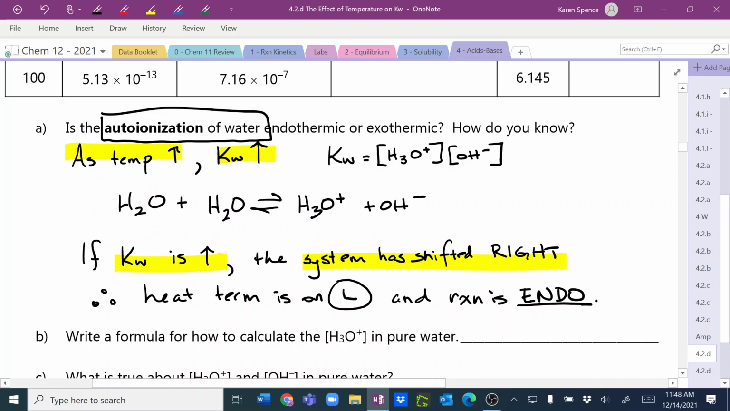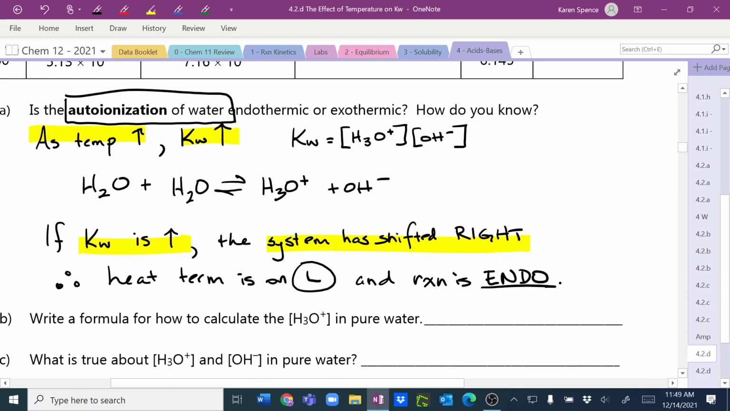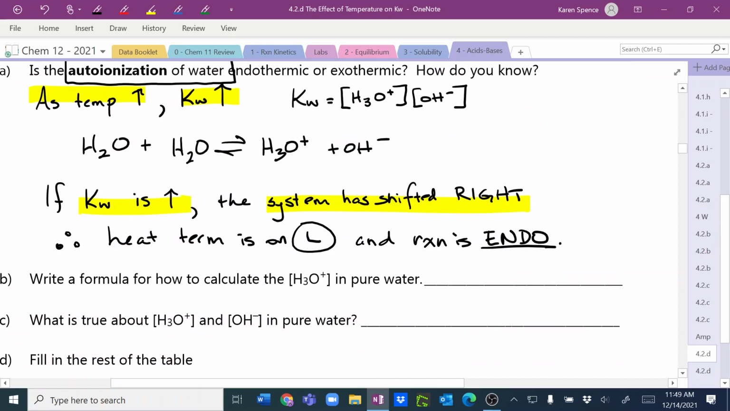Could you write a formula for how to calculate the hydronium ion concentration in pure water? So we're going to run a little short on time here. I'm going to ask that you watch the video because I'm further ahead with my block 3 and 4 classes. I'll put a little note for you as to where to go on. But we're going to keep going for a moment because we do have a moment.